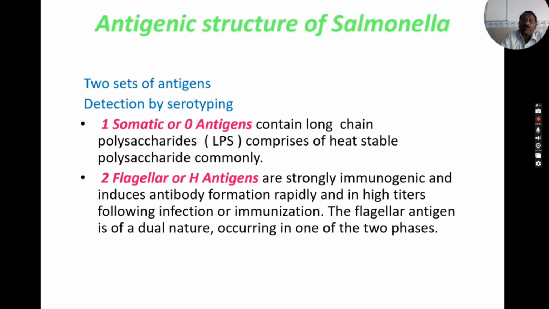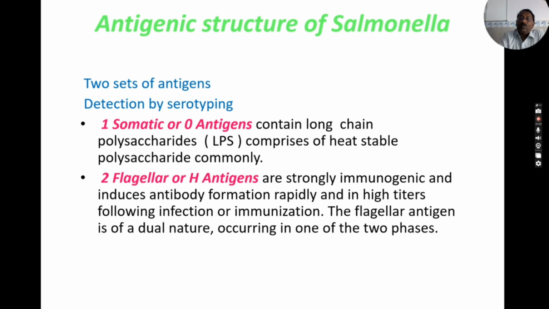So somatic are the O antigens. They contain long chain polysaccharides. LPS comprises the heat stable polysaccharide commonly. So the LPS will be seen in O antigens, that is, somatic antigens. What about the H antigens, flagellar? They are strongly immunogenic and induce antibody formation rapidly and in high titers following infection or immunization. So you will find high titers with the H antigens.